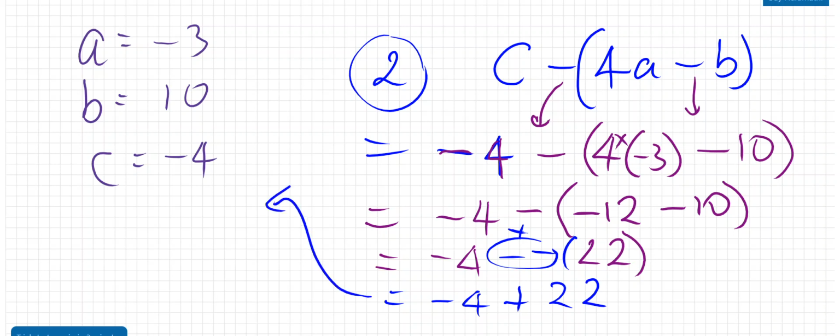Okay, so you should have had that. And -4 plus 22, well, because one's a negative and one's a positive, to work this out, what's the difference between them? So in other words, just subtract. 22 take away 4 is 18. And let's check. Because 22 is larger and it's a positive, we always look to the left to check if it's positive. My answer is a positive 18.